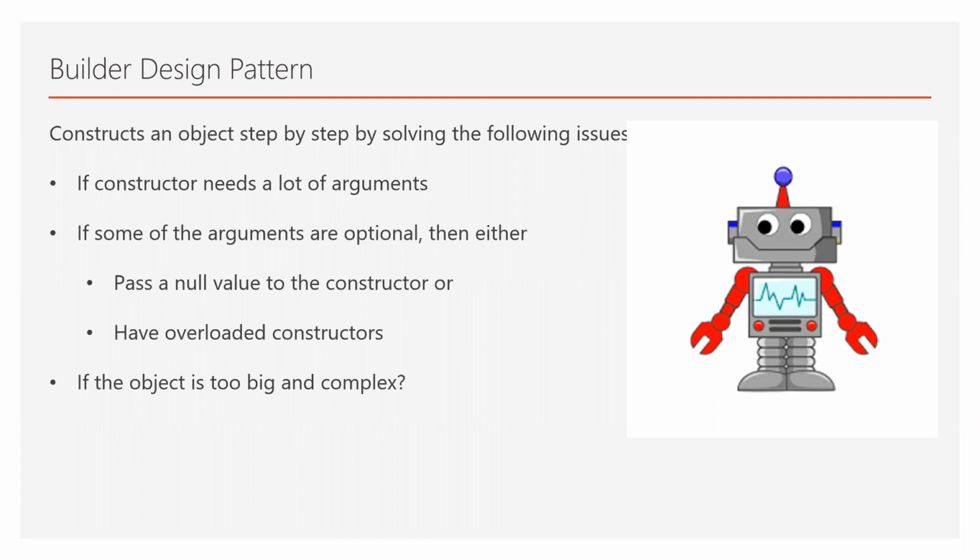If a constructor needs a lot of arguments, and some of the arguments are optional, then either we pass a null value to the constructor, or 0 if it is an integer value, or we have overloaded constructors, where we have lots of constructors and the client has a choice between those different constructors. And also if the object is too big and complex, in this case, we'll try to use this builder design pattern. So what it tries to solve is the way we are trying to create an object.